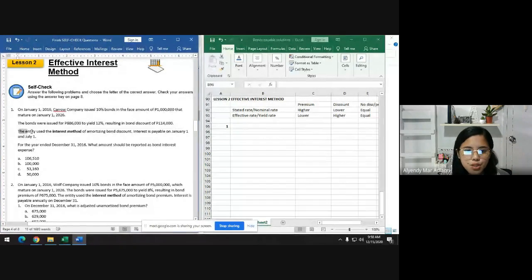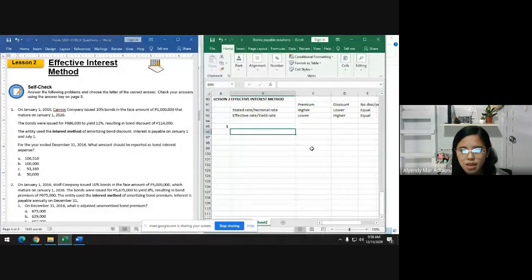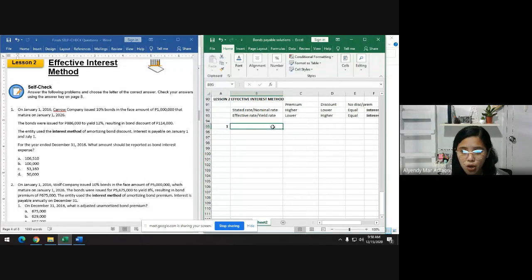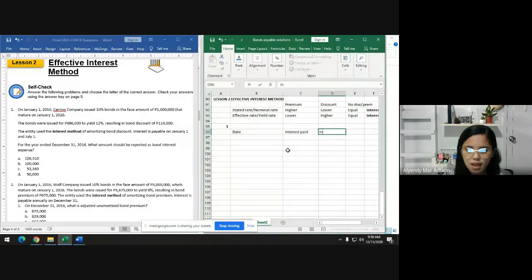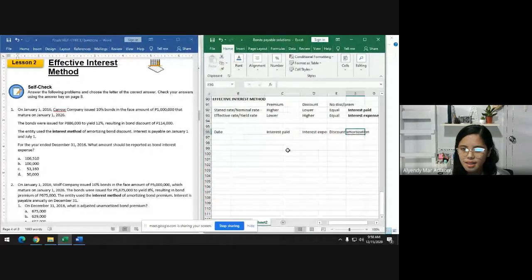The entity used the interest method of amortizing bond discount, which is the effective interest method, and interest is payable on January 1 and July 1. For the year ended December 31, 2016, what amount should be reported as bond interest expense? So class, what we are going to do here is to make an amortization table. In the amortization table, we have the date, the interest paid, the interest expense, the discount or premium amortization, and then the carrying amount.